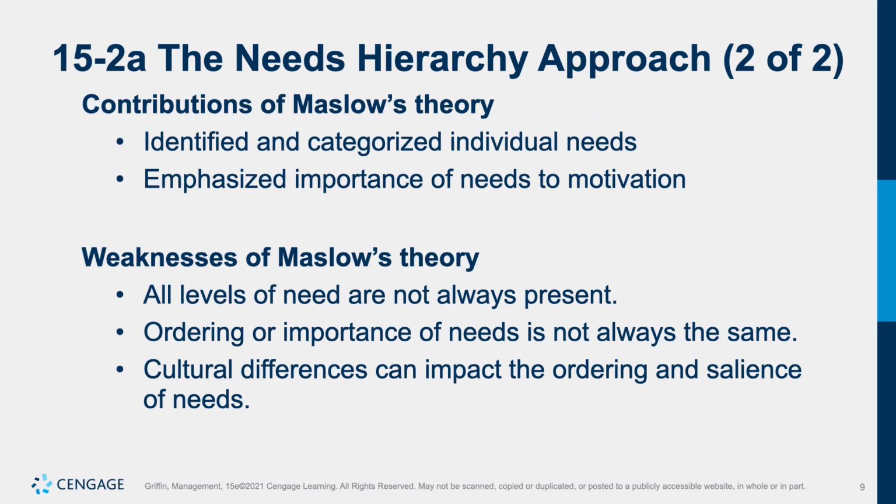Further on the needs hierarchy approach. Now, the contributions of Maslow's theory: one would be that it identified and categorized individual needs. Also, it emphasized the importance of needs to motivation. The downsides of Maslow's theory include that all levels of need are not always present. Not every employee or individual actually has all those needs. Now, the ordering or importance of needs is not always the same for all individuals across organizations or individuals of an organization. Cultural differences also can impact the ordering and salience of needs.